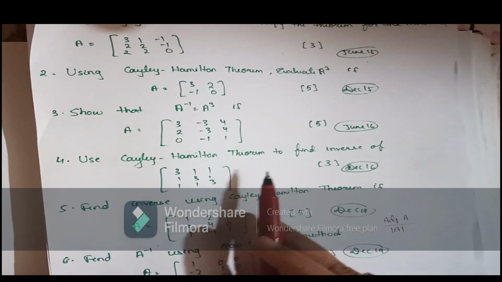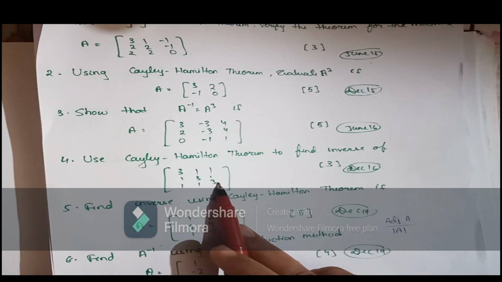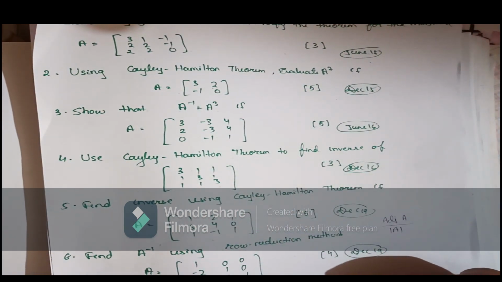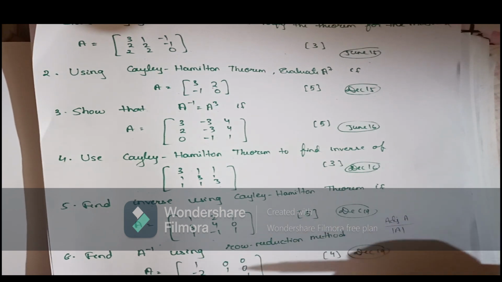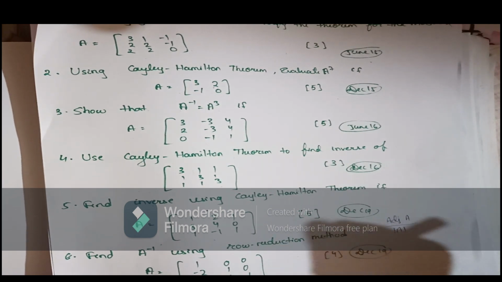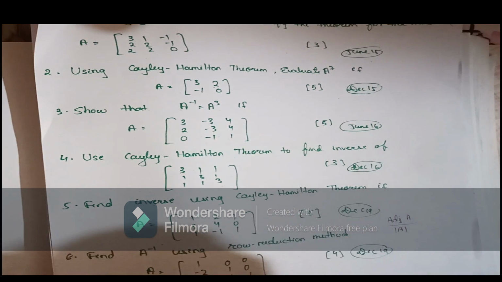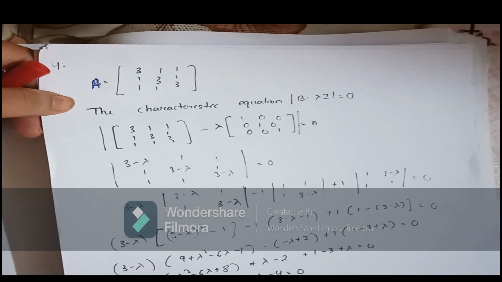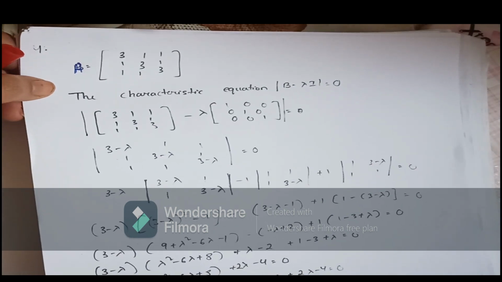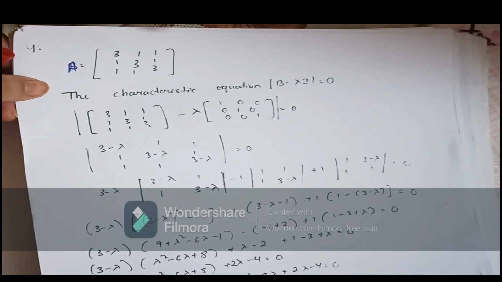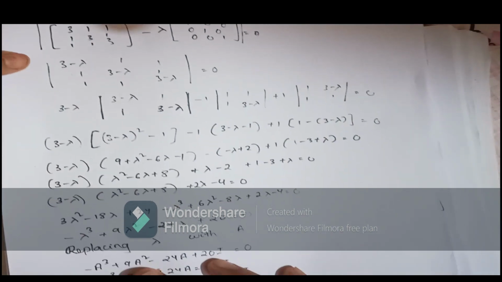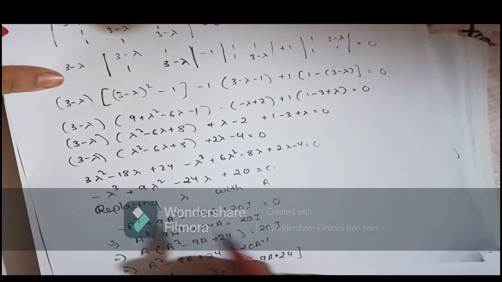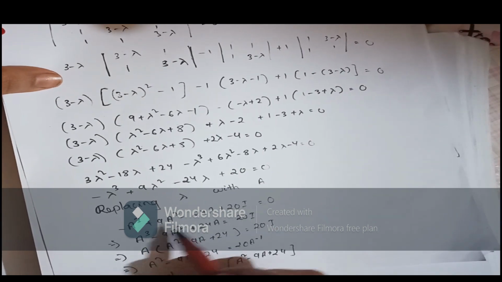Use Cayley-Hamilton theorem to find the inverse of this much. Here look, somewhere it is given you can use Cayley-Hamilton theorem, and somewhere you can use it on your own. As you know, to find the inverse or any power of the matrix you can use this method. So this is the matrix, and here we have to use the Cayley-Hamilton theorem. It is given in the question, there is no option. So we have to find the characteristic equation, I found it. Then replace the lambda with A. So this is the equation, it satisfies.